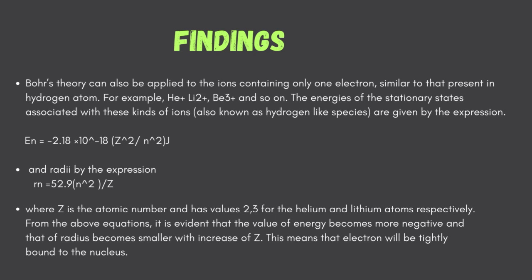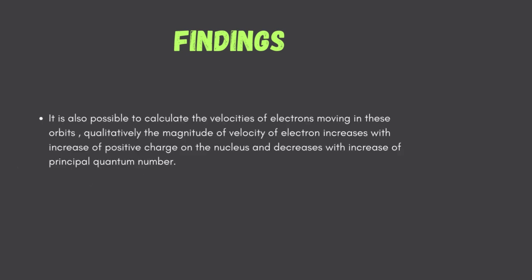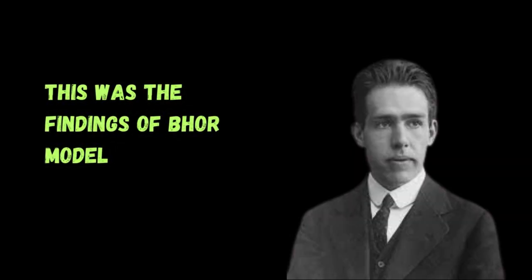From the above equations, it is evident that the value of energy becomes more negative and that of radius becomes smaller with increase of Z. This means that the electron will be tightly bound to the nucleus. It is also possible to calculate the velocities of electrons moving in these orbits. Qualitatively, the magnitude of velocity of the electron increases with increase of positive charge on the nucleus and decreases with increase of principal quantum number. These were the findings of the Bohr model.